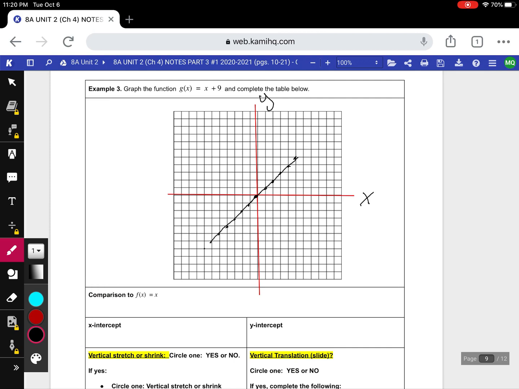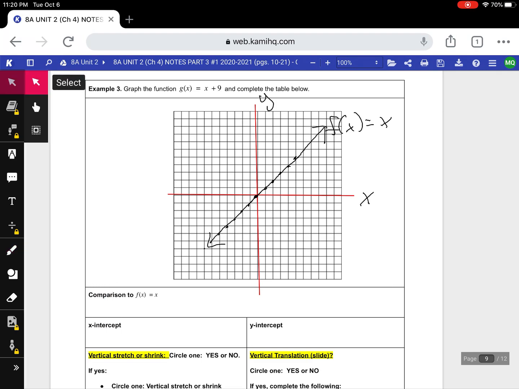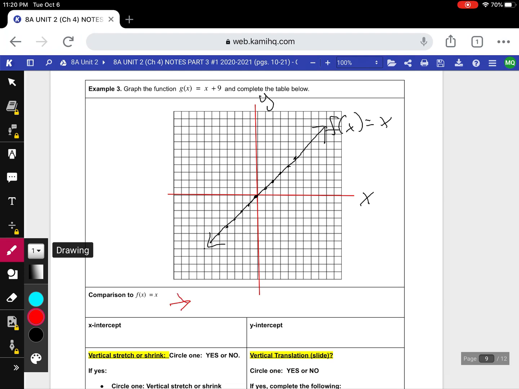Okay, I'm going to connect my lines. And you guys get the idea here, and I would absolutely label it. Okay, there's your parent. Okay, and then we have g of x equals x plus 9. I hope that you recognize what that's going to give you. So let's see. We have g of x equals x plus 9.